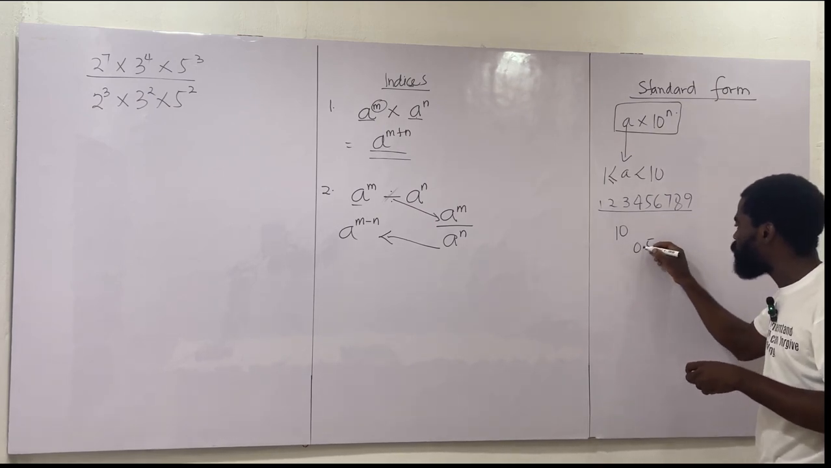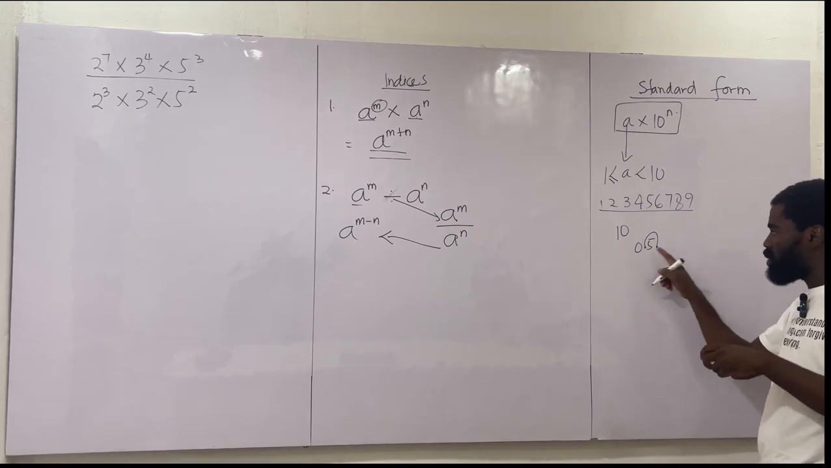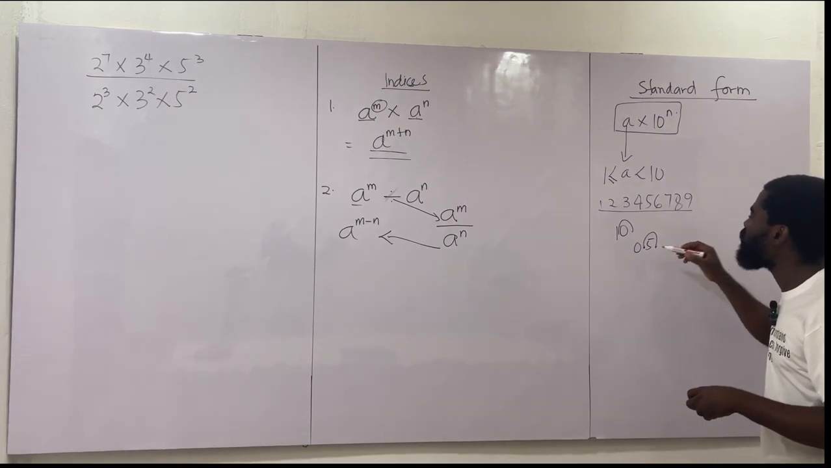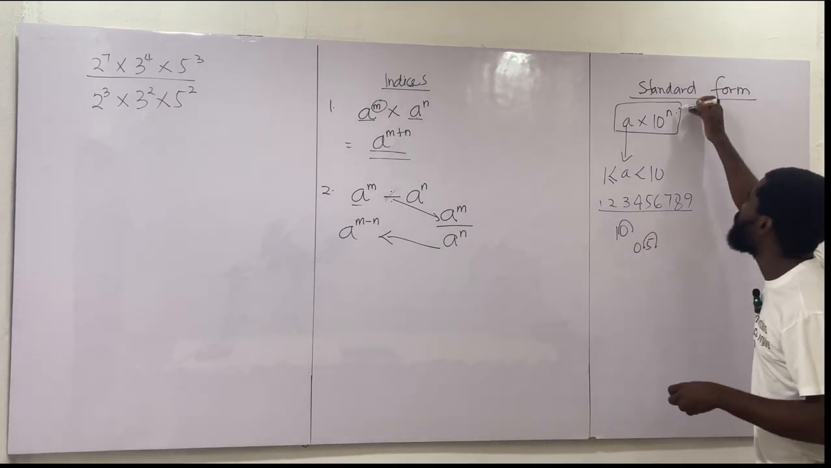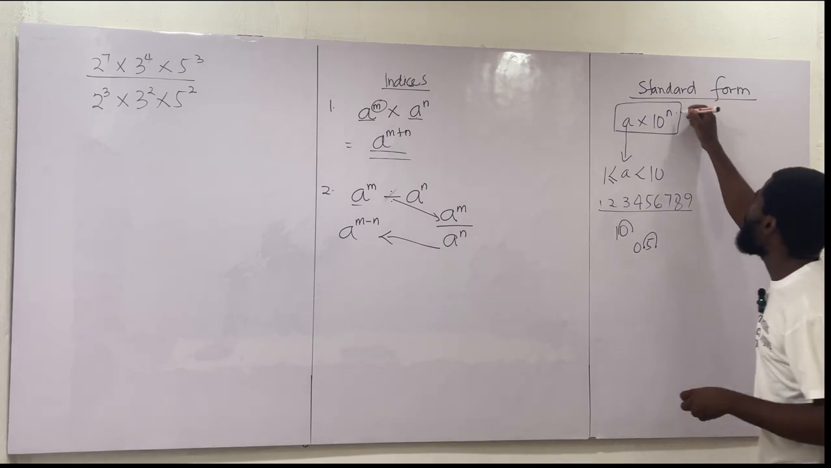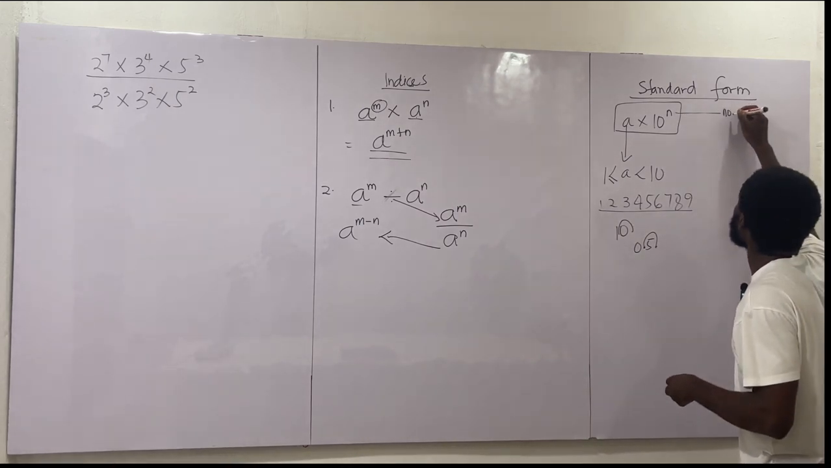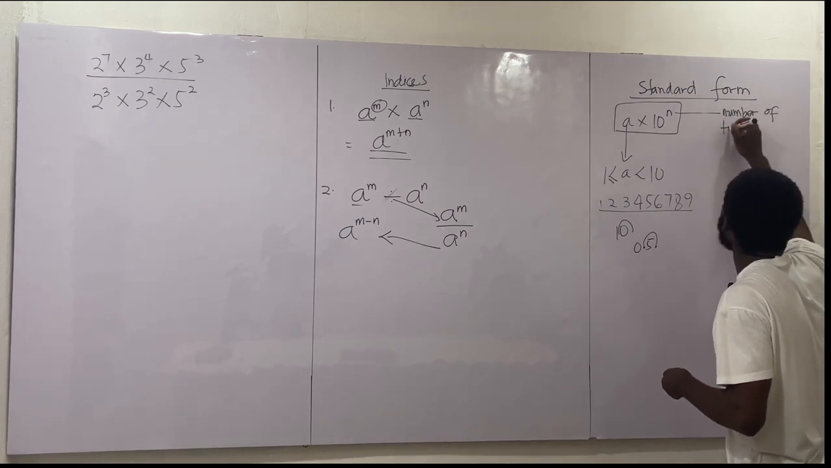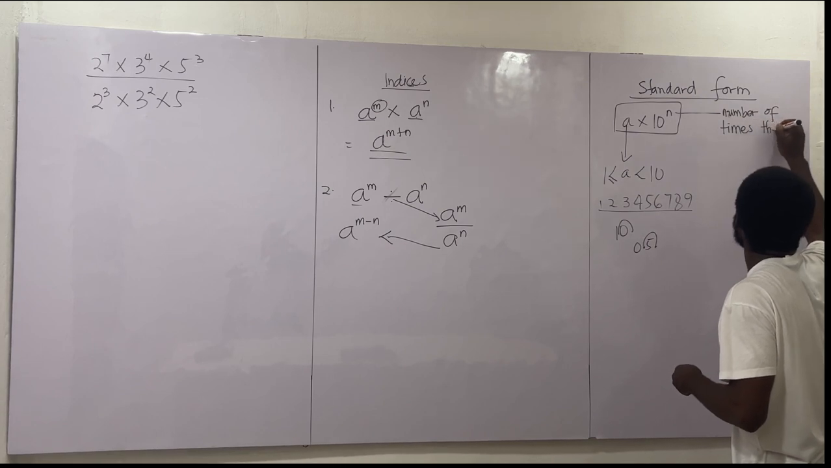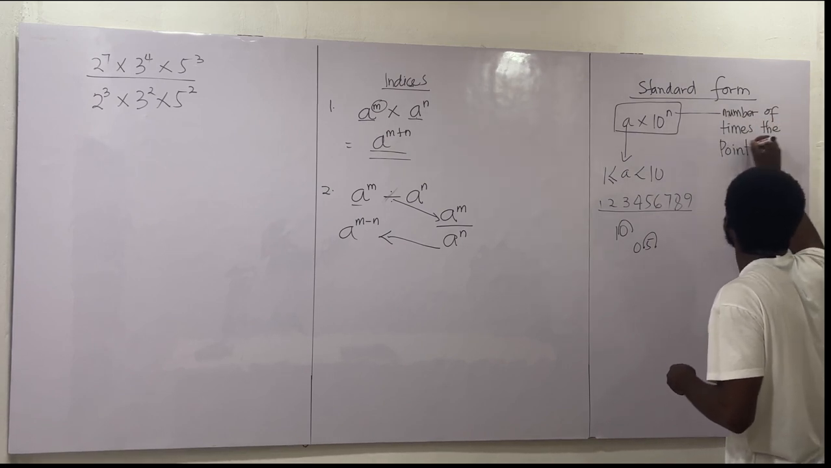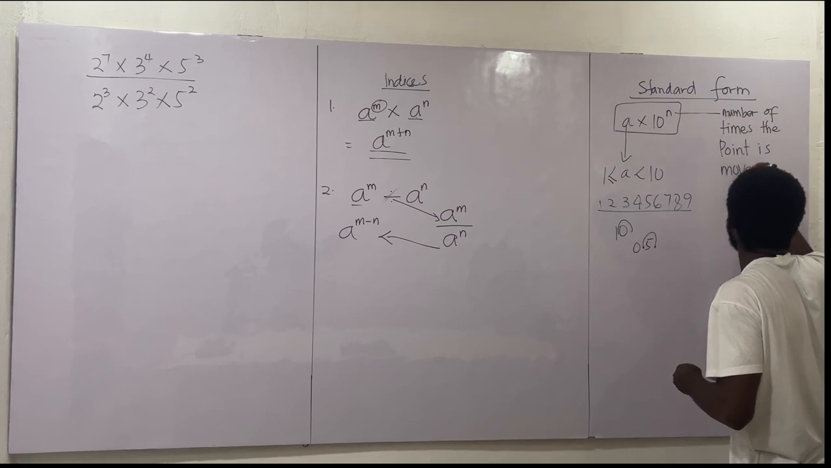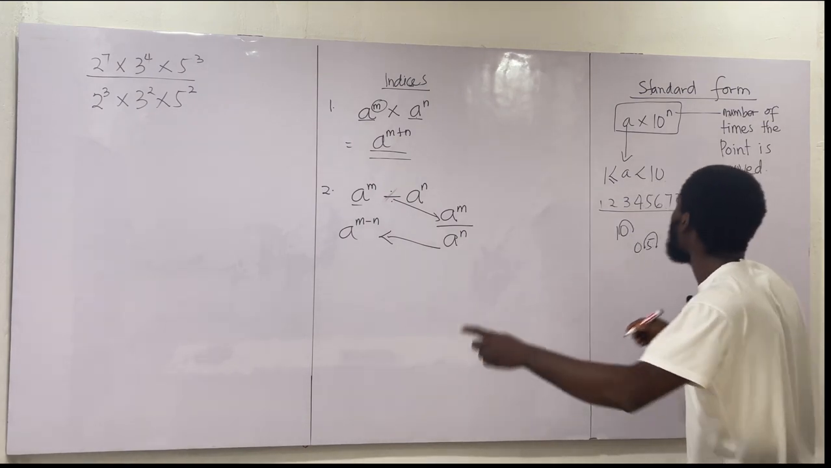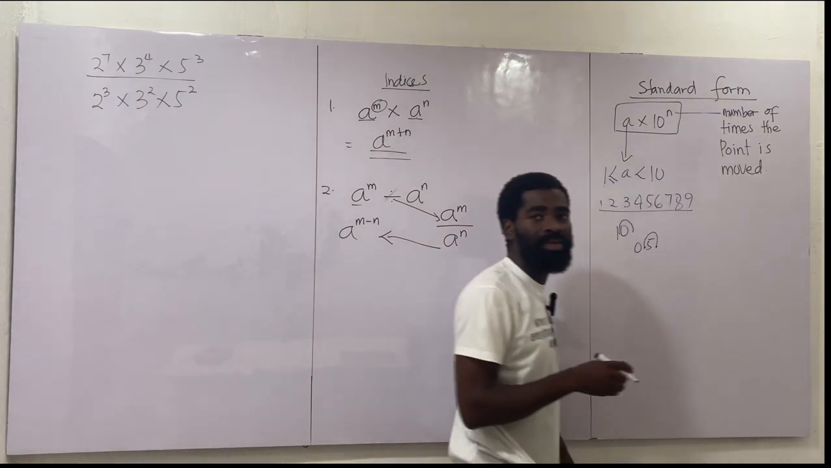So if I have this, I'm going to move my point so that it will be between the first two significant figures. Now, the number of times you move your point determines your n. So n is the number of times the point is moved. The number of times you move the point tells your n, and the direction you go determines whether n will be positive or negative. These are the things you need to know.